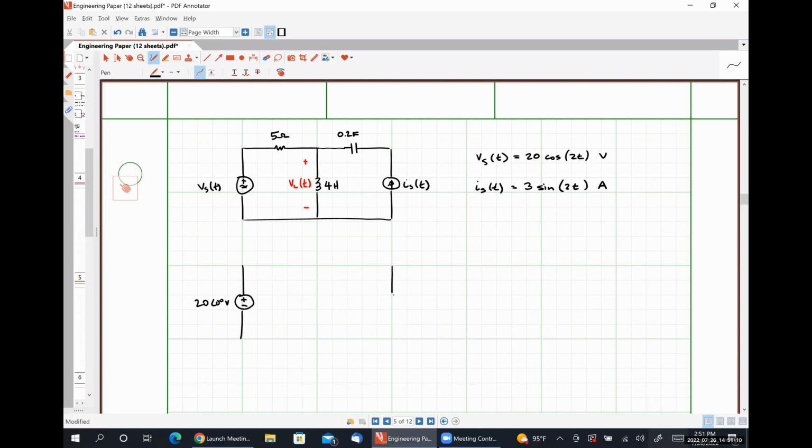Over here, I'm going to have my current source. Let me at least put the symbol down for my resistor, my inductor, and my capacitor. How do I represent Is of t as a phasor? 3 angle negative 90 degrees. Thank you, Sydney.